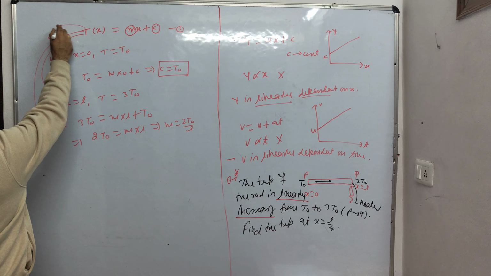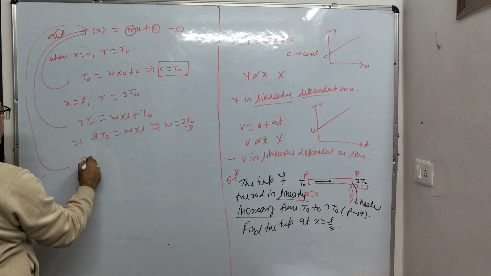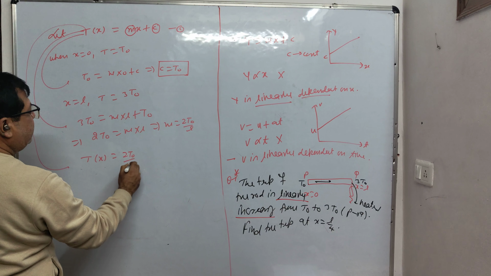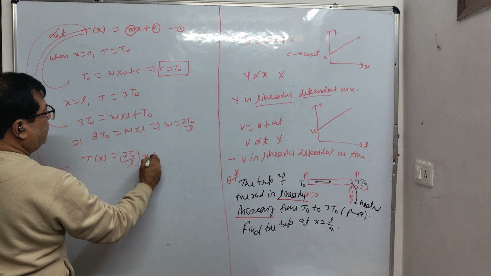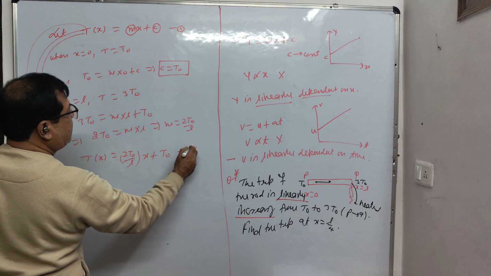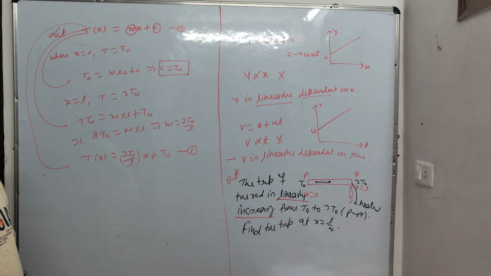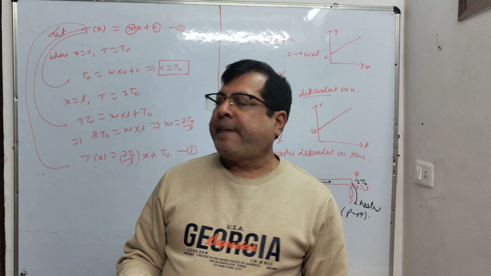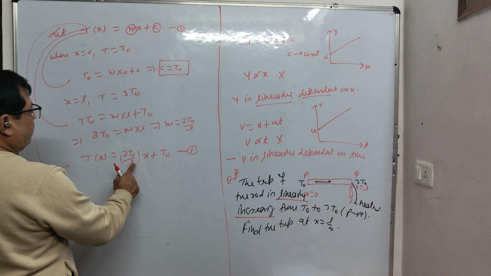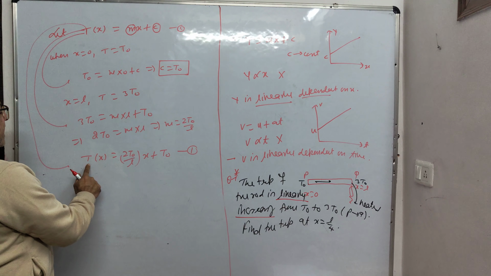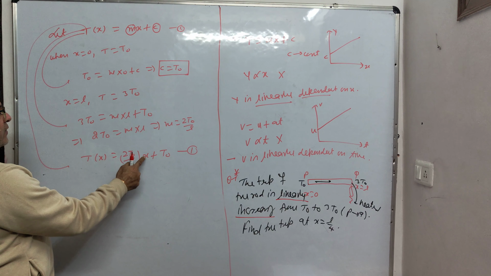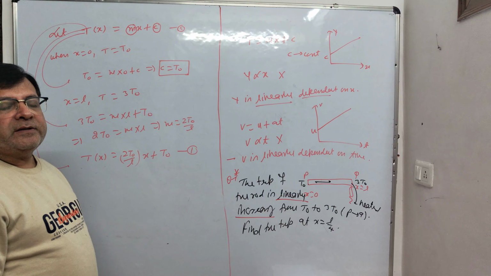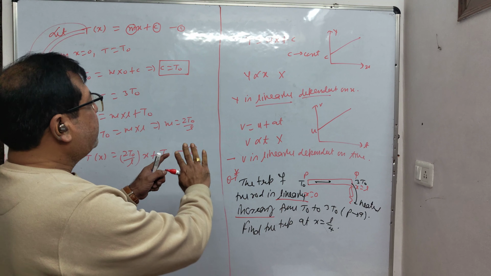So therefore, t, which is a function of x, is 2 T0 by L into x plus T0. So this is our final equation. So how can we know that our equation is correct? So let us check. When x is equal to 0, then t is equal to T0. When x is equal to L, this and this get cancelled, that is t is equal to 3 T0. It means it is satisfying our conditions.